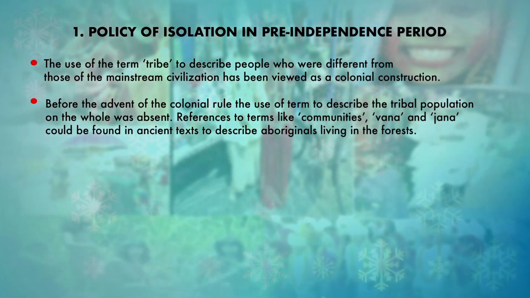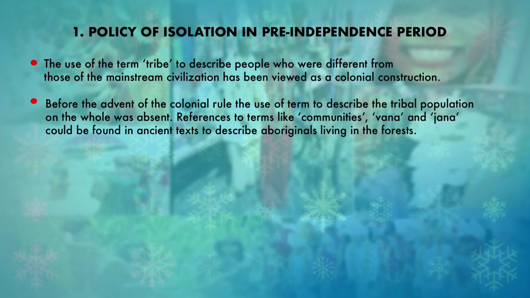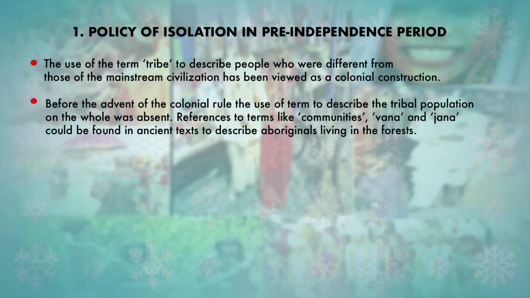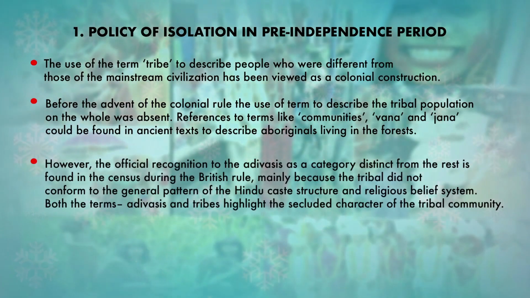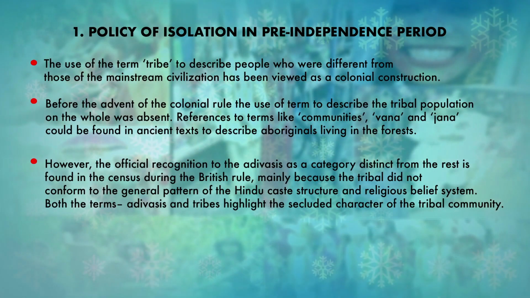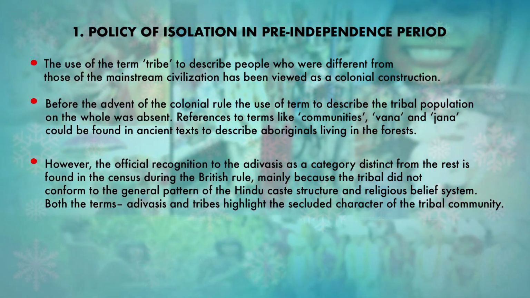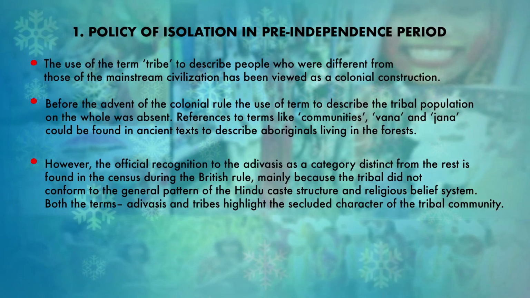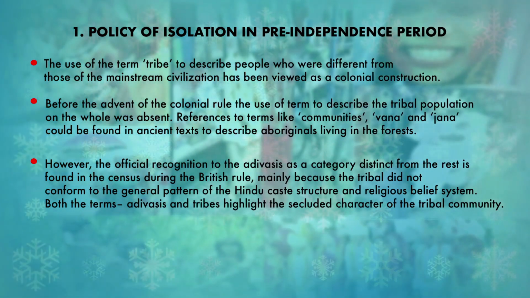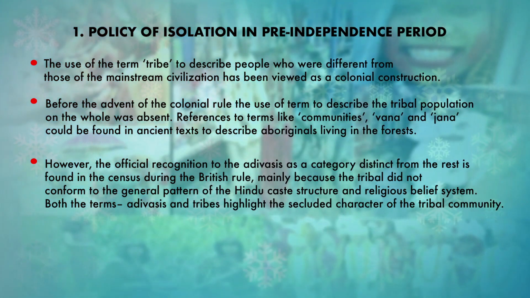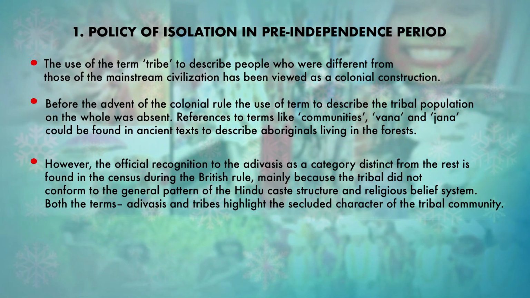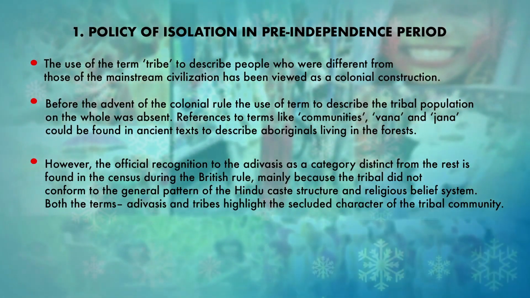References to terms like communities, Vana and Jana could be found in ancient texts to describe the aboriginals living in the forests. However, the official recognition of the Adivasis as a category distinct from the rest is found in the census during the British rule, mainly because the tribals did not conform to the general pattern of the Hindu caste structure and religious belief system. Both the terms Adivasis and tribes highlight the secluded character of the tribal community.